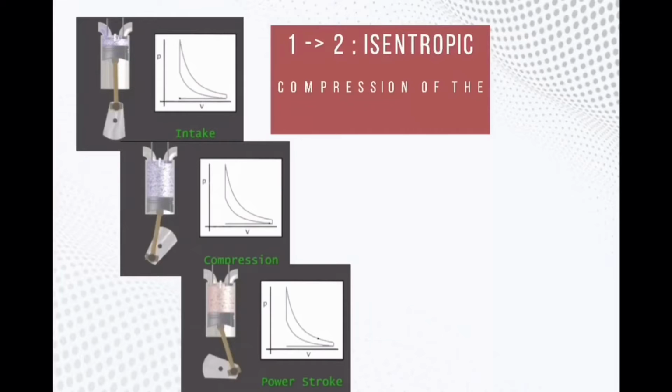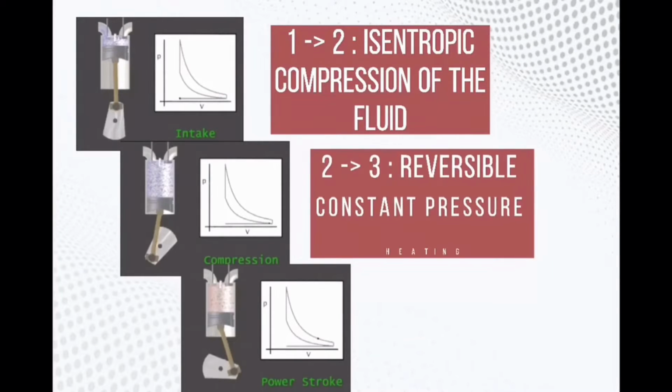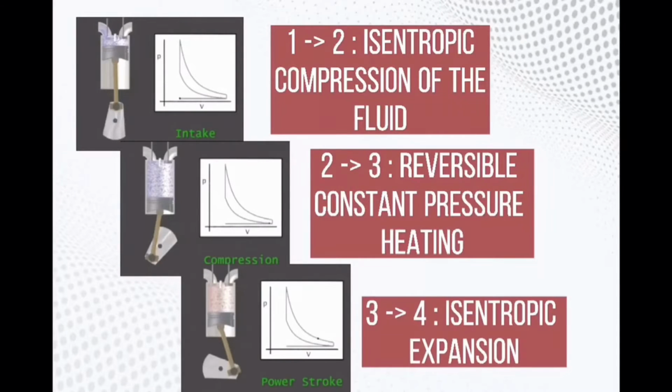1 to 2 is isentropic compression of the fluid. 2 to 3 is reversible constant pressure heating. 3 to 4 is isentropic expansion.